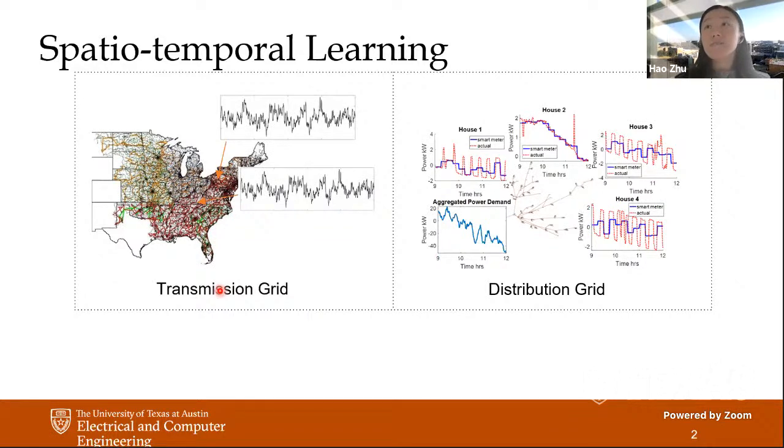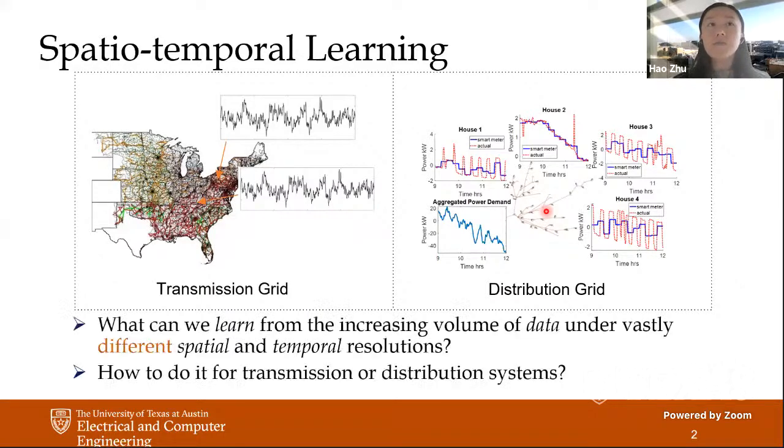And traditionally, there's been lack of observability or data available for this part of the grid. But now with more and more distributed energy resources integrated at the grid edge around this distribution grid, people have realized that there is a need to improve the situational awareness there as well.